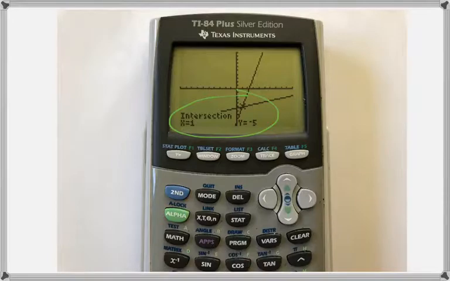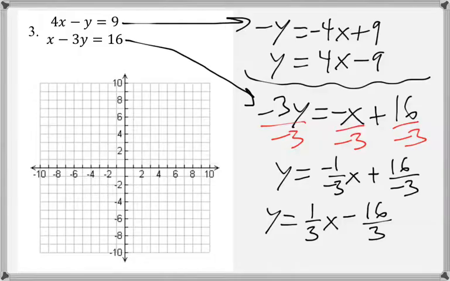So 1, negative 5. If I go back to my problem, 1, negative 5 is going to be my intersection point.